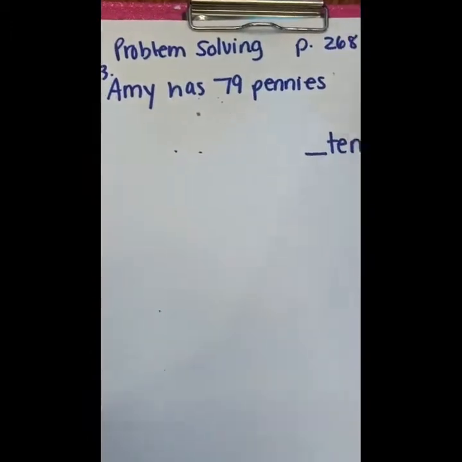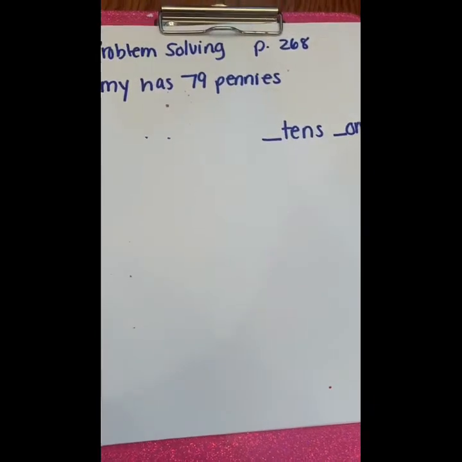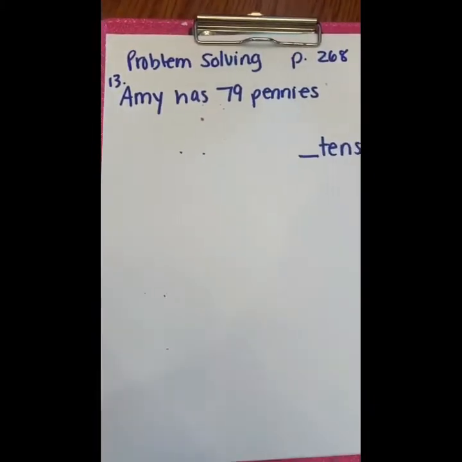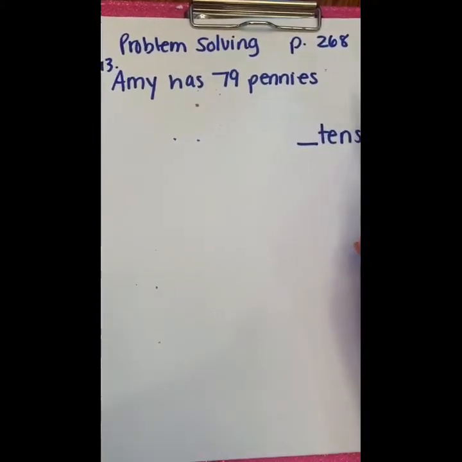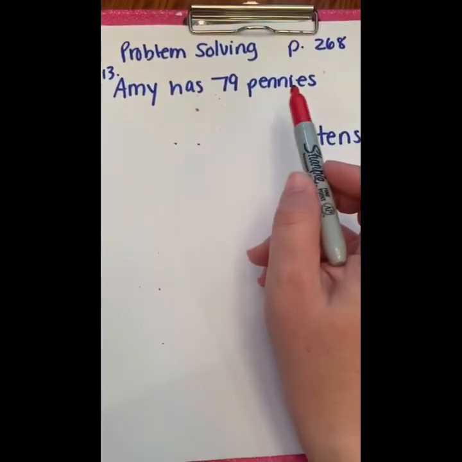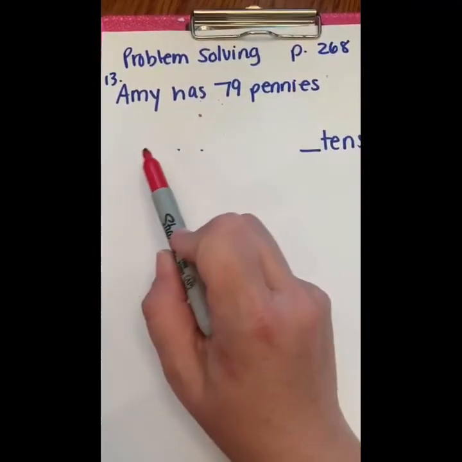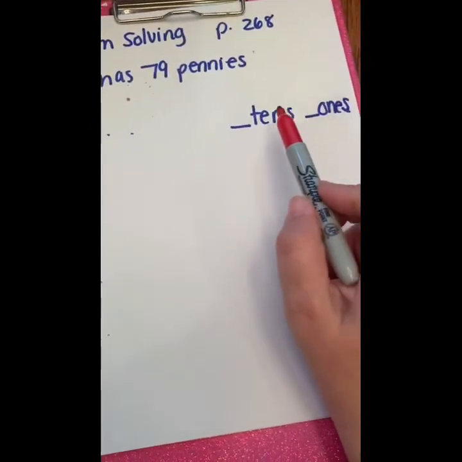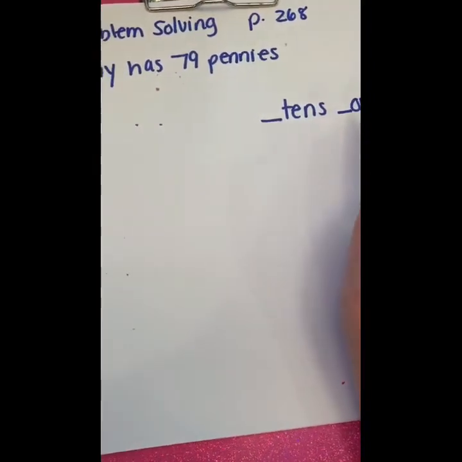The next problem that I wanted to emphasize and help you out with is the problem solving, found on page 268. It says Amy has 79 pennies, and they want you to draw out the number and tell them how many tens and how many ones.